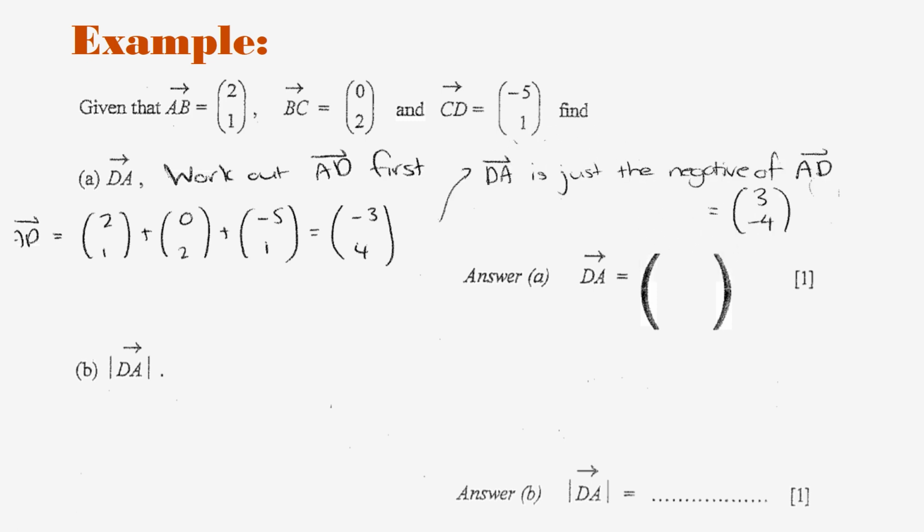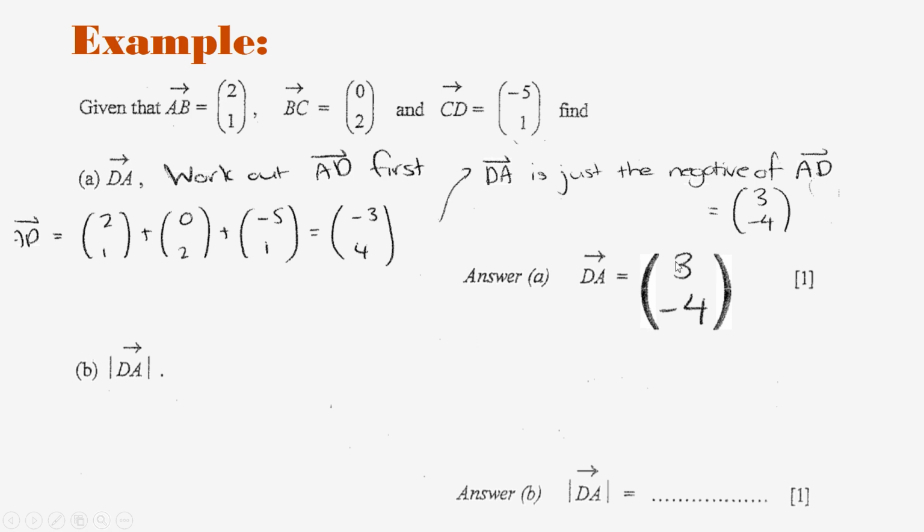And then don't forget that once you've got AD, be aware that they want DA. So remember, DA is just the negative of AD. So you just change the signs on this. The negative of this would be positive 3 over negative 4, which ends up being our answer for DA. Then what are they asking for here? That's right, they're asking for the magnitude of your answer.